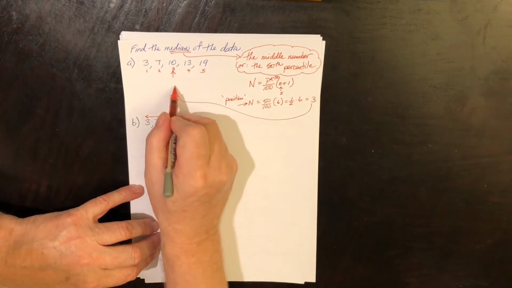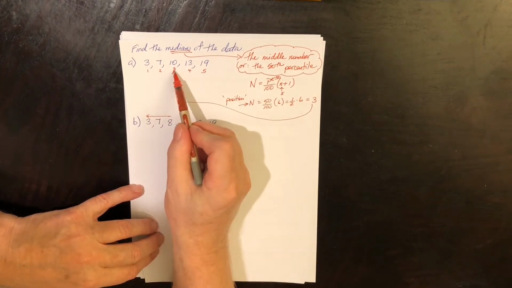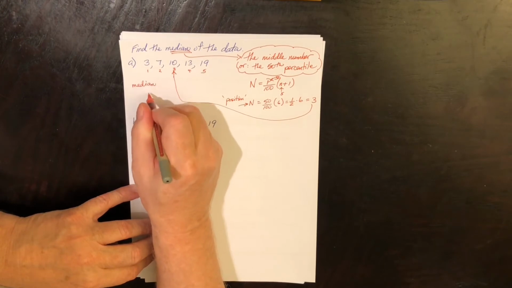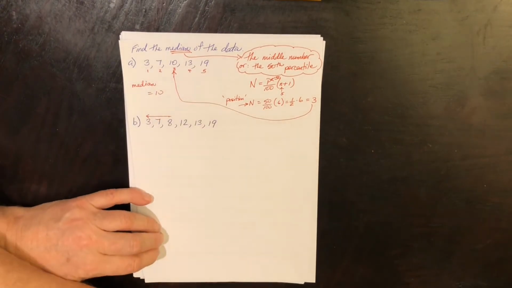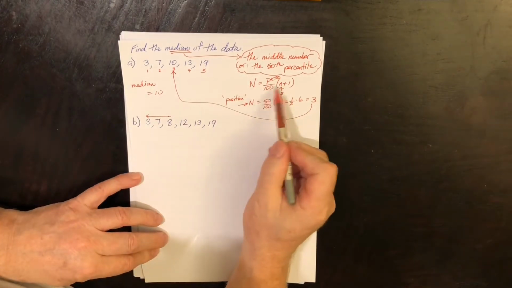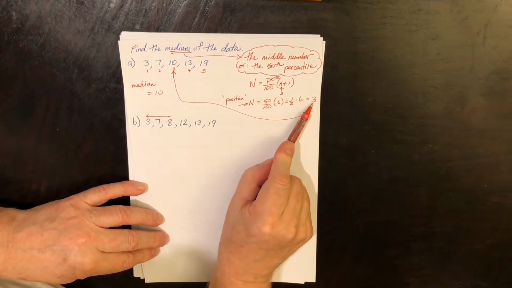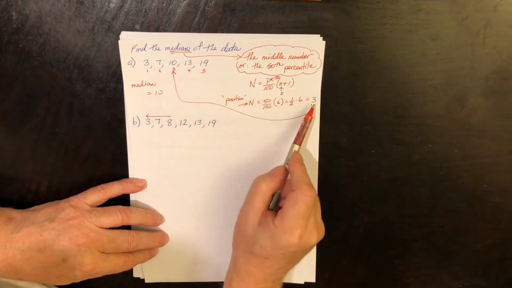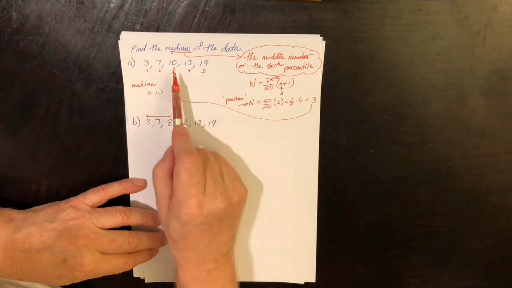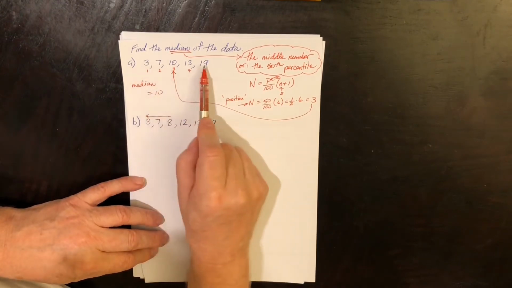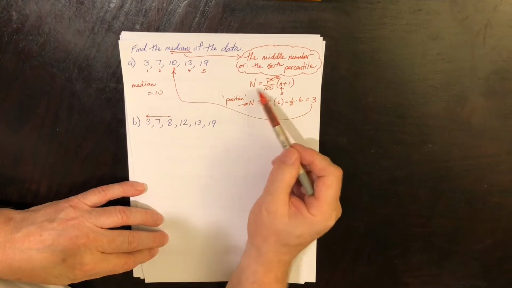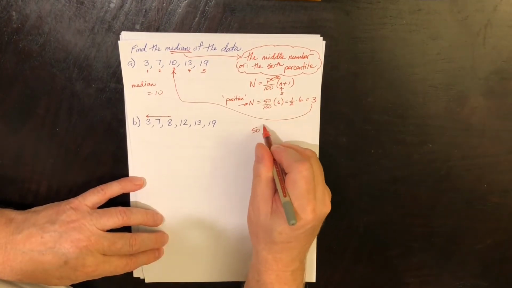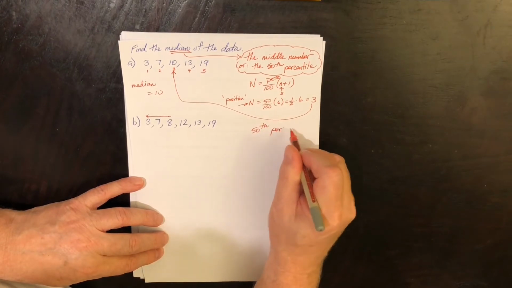Where is position 3? Position 3 has the number 10. The median is equal to 10. So this is how we use this formula. Be careful not to say that the median is 3. The median is the middle number, 10. The position of the median is 3. That's a fairly simple data set. And this is a fairly simple formula. If you're trying to find the 50th percentile, you put in 50 for P.